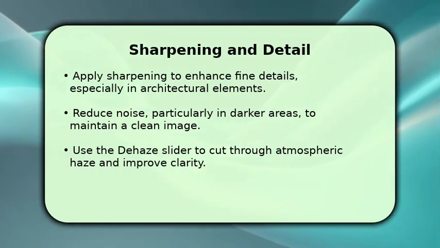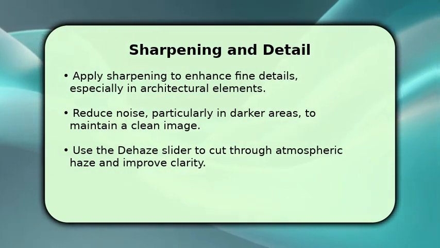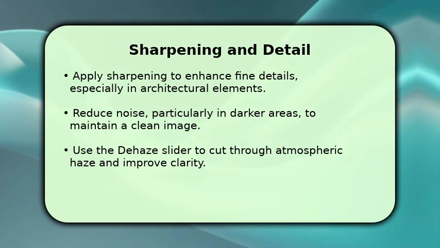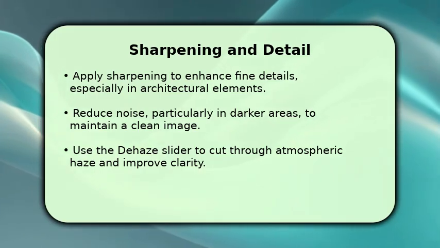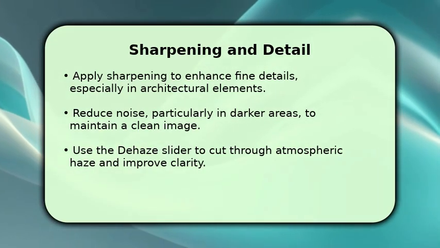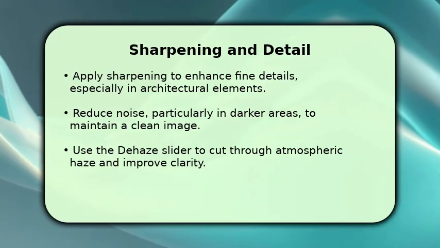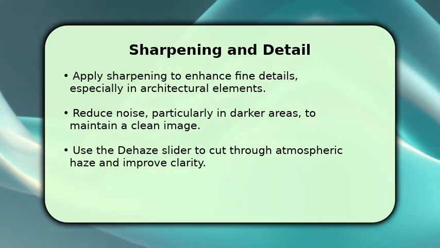Apply sharpening to bring out the crisp edges of buildings and other urban textures. Be careful not to overdo it, as too much sharpening can introduce unwanted artifacts. If your photo has grain, especially in darker areas, use the noise reduction sliders to smooth it out.